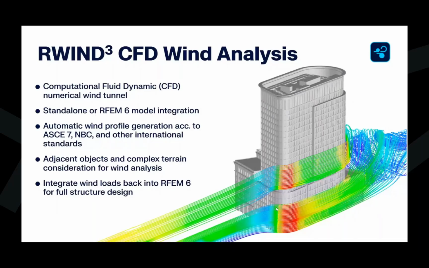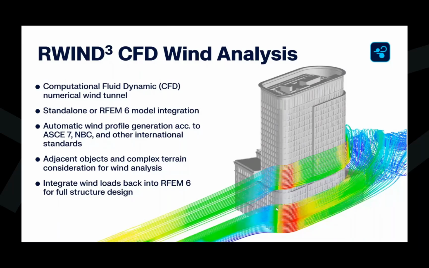Or complex terrain can also be considered, such as hills. It doesn't necessarily have to be on flat ground, but we can consider those more complex conditions. Now, once we run the calculation in RWIND, again, we determine the wind pressures, the wind pressure coefficients, and velocity vectors. You see the streamlines here on this particular slide.